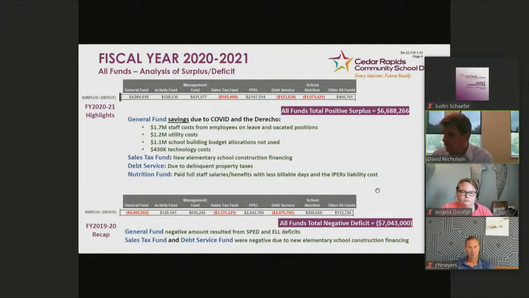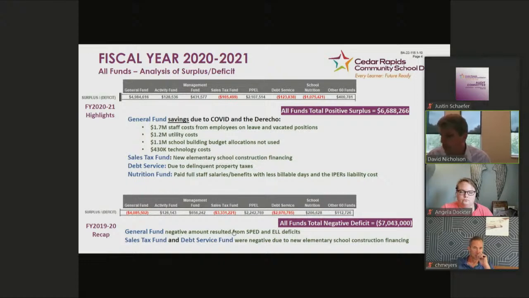So nutrition fund, you can see that is down. Like I said, I talked a little bit about that. Our IPERS liabilities is probably the big thing that pushed it down a good chunk. But it was salaries and benefits that we paid out with less billable days that played in, because we didn't have school the full 179 days at all of our schools because of the derecho. We didn't start school until September 21st or something like that, which lost pretty much a month of school due to the derecho. So that all plays into why we ended up where we ended up.